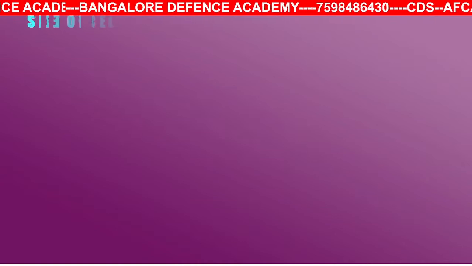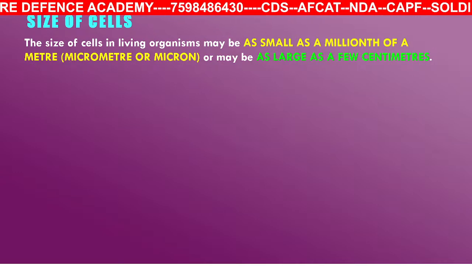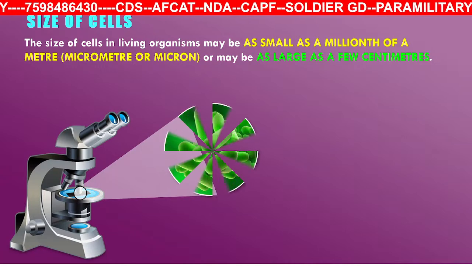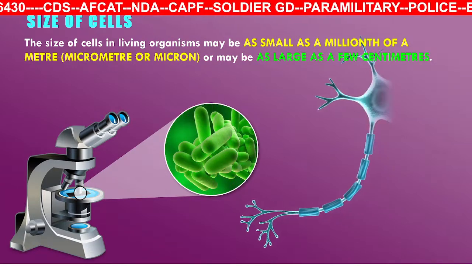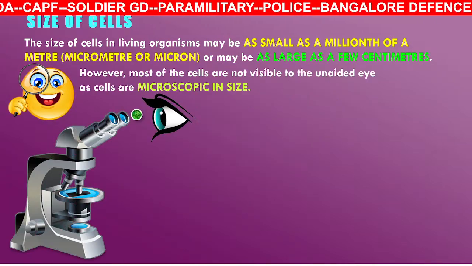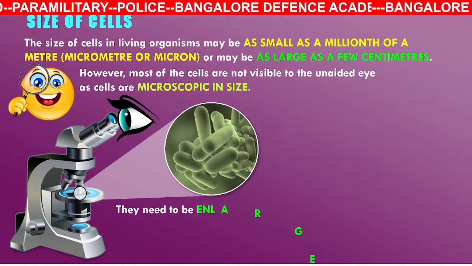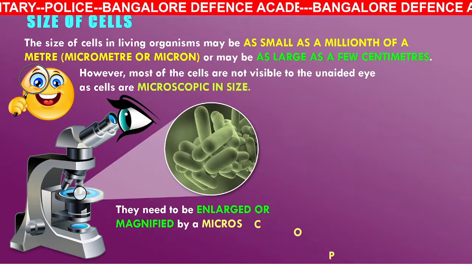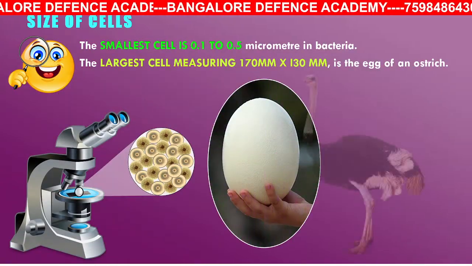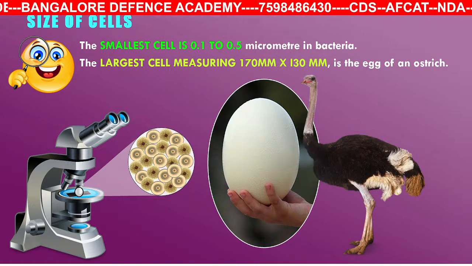Okay. So now next you have the size of the cells in living organisms may be as small as a millionth of a meter, or sometimes it may be a few centimeters also. Look at this. Neuron, I told you, neuron is the lengthiest cell. When you look into the microscope, you can see different size and shape. So you can magnify the image. The smallest cell is 0.1 to 0.5 micrometer, and the largest cell is that of the egg of an ostrich.